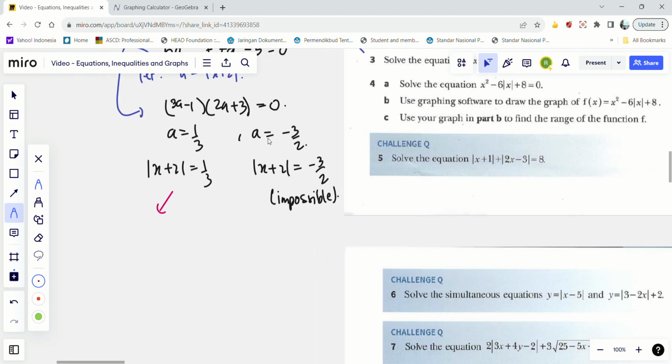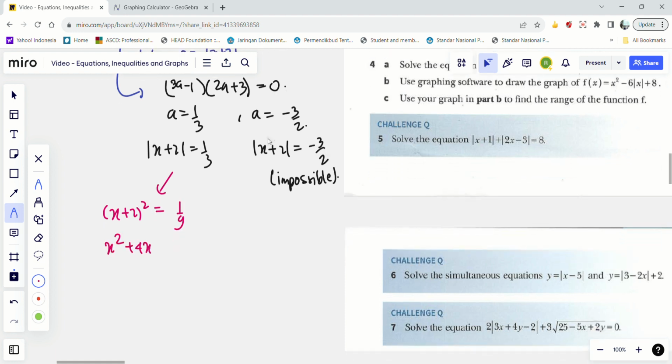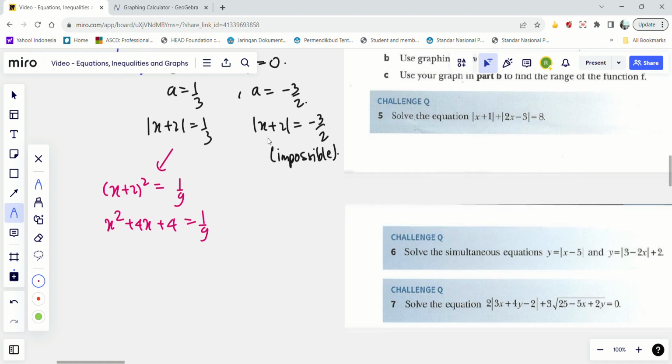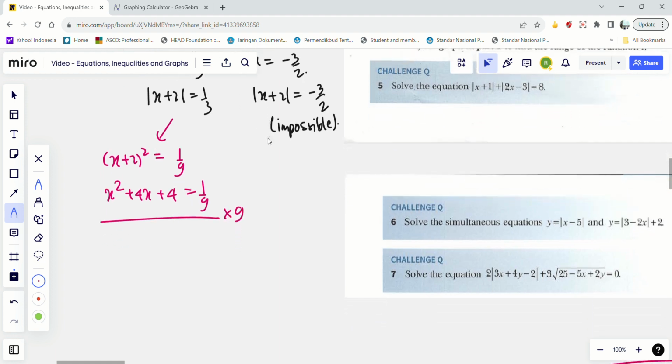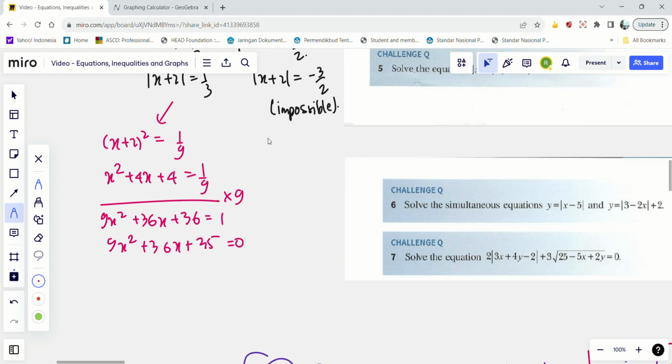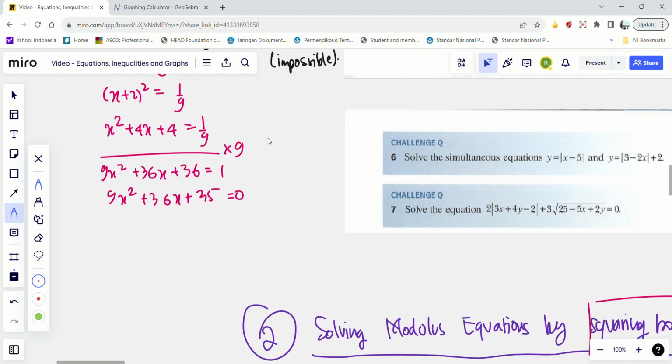Here, if you square both sides, then you'll get this: x² + 4x + 4 = 1/9. If you're a similar type like me, then you'll prefer to multiply everything first, though it's not necessary. It's just a preference. Some of us prefer this, some of us are okay with the fraction. Then you solve it. If you think that this one is too complicated, then you can just use the quadratic formula, and that's also fine.